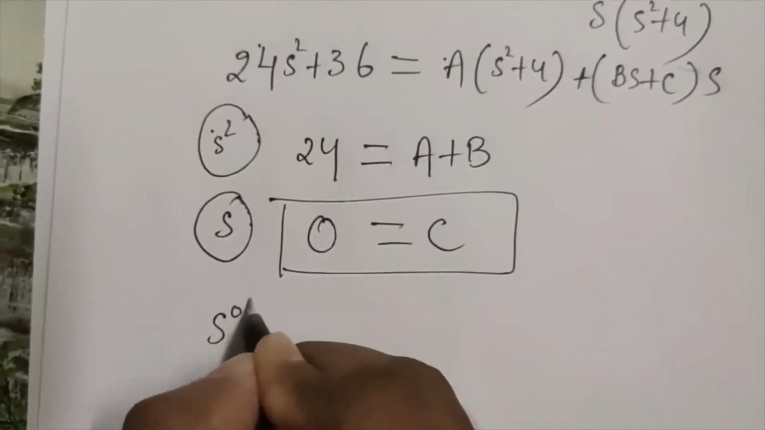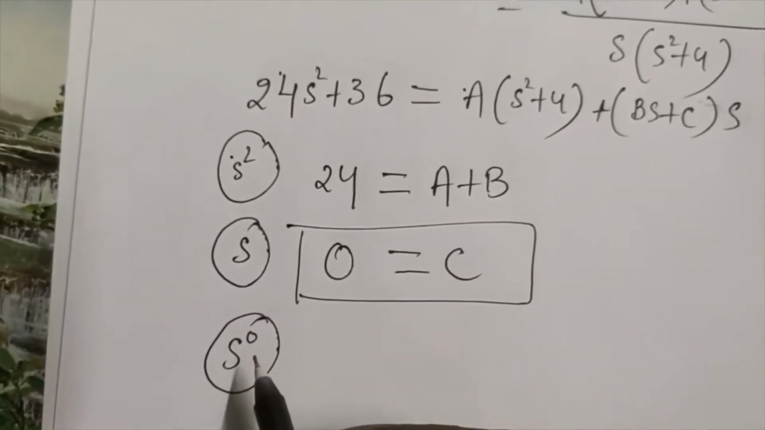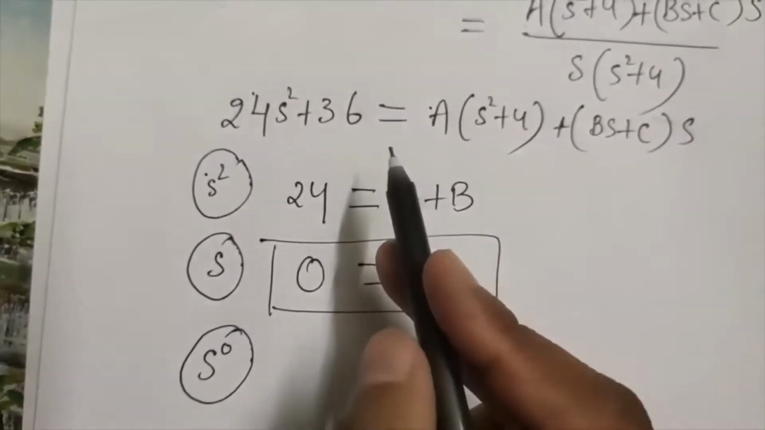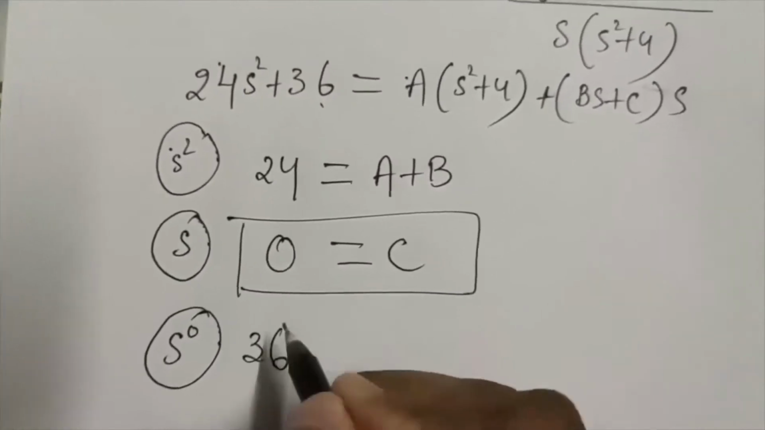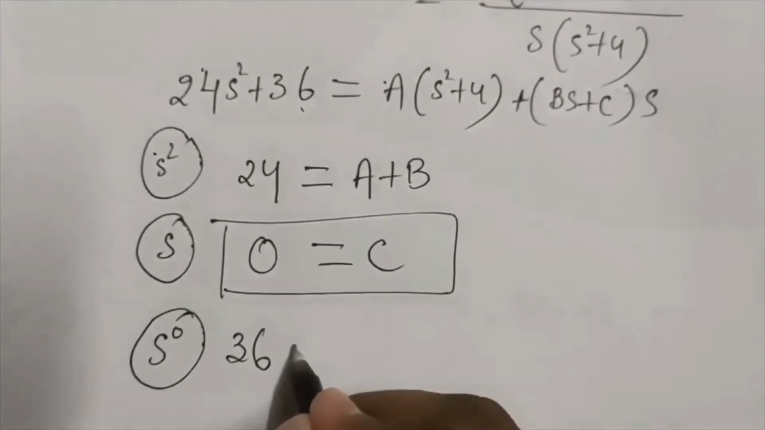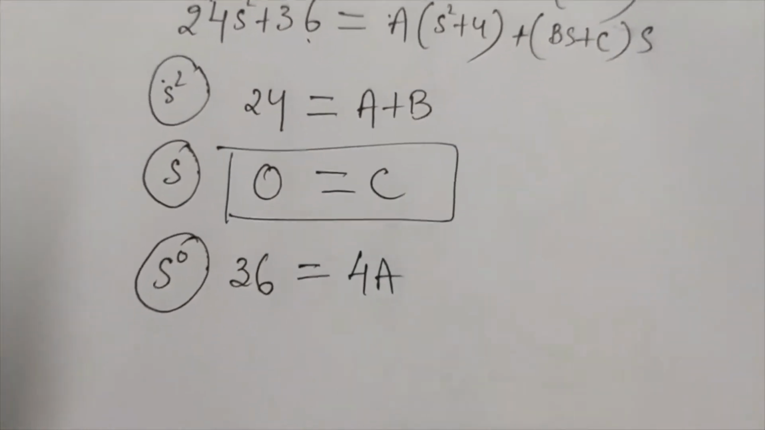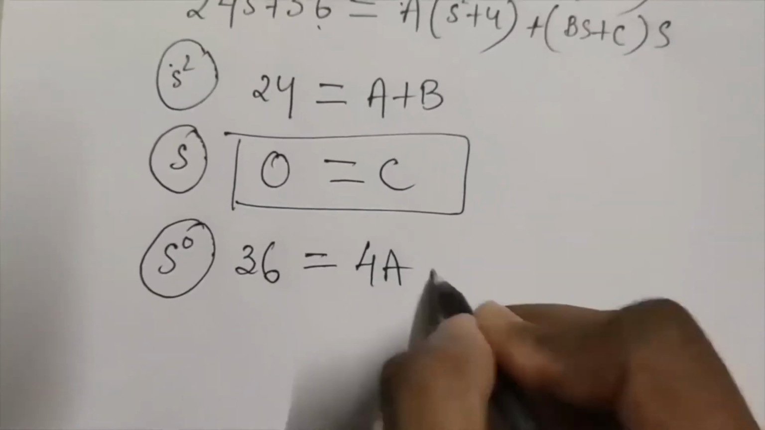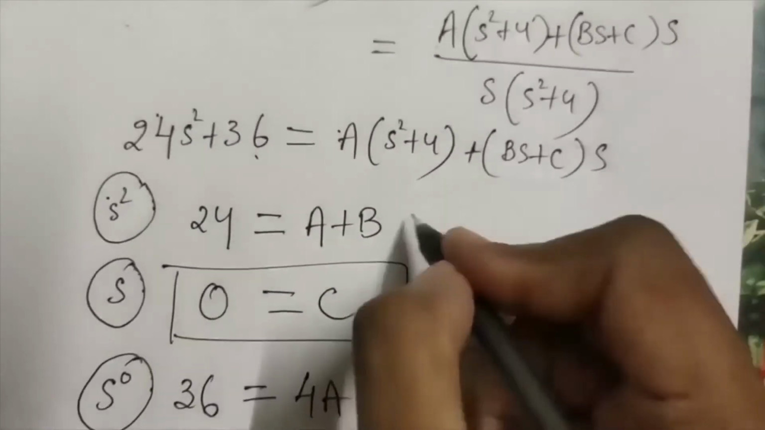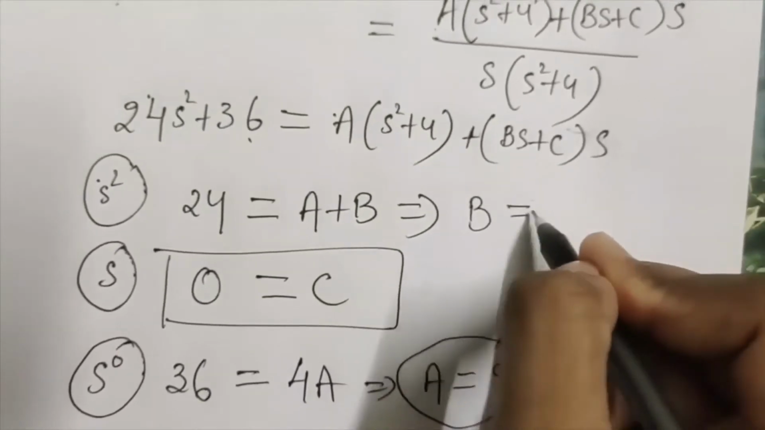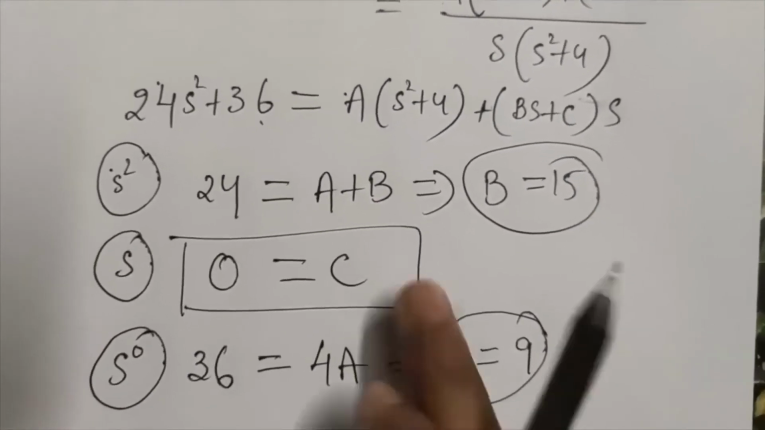And comparing the coefficient of S power 0 on both sides, S power 0 is indicating the constant terms on either of the expressions. Left hand side constant value is 36 and right hand side is nothing but 4A. So from this the value of A is 9. So if A value is 9, from this expression B value is 15. So we have obtained all the values of the three constants.